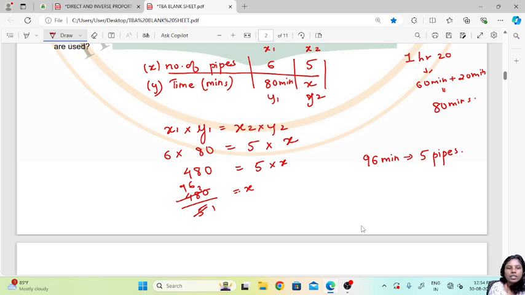Now in this case, if you see what is happening, we have 6 pipes and 5 pipes, and with 6 pipes it was taking 80 minutes and with 5 pipes it is 96 minutes.